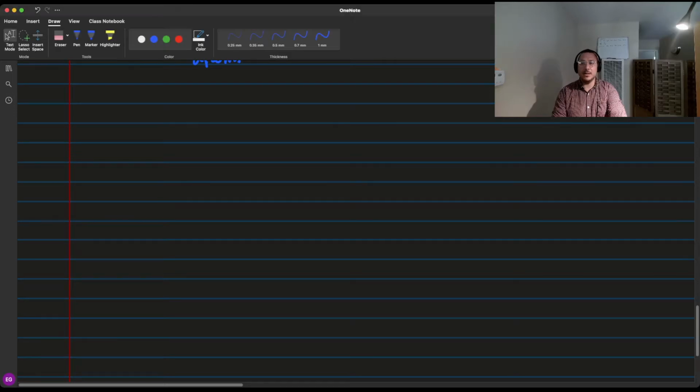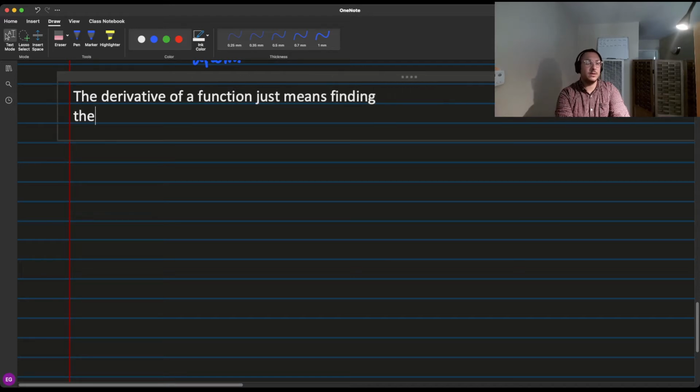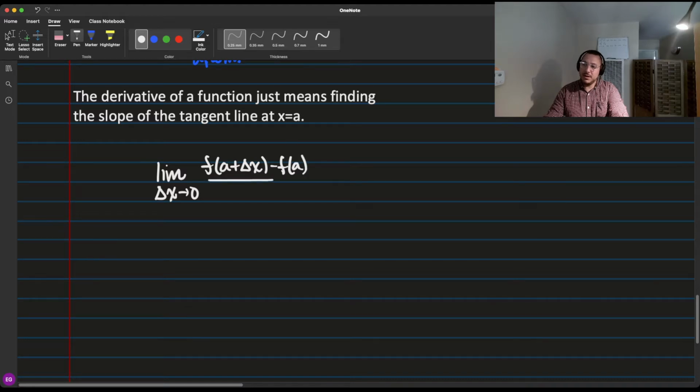Okay, so now we can start talking about what we call the derivative. The derivative of a function just means finding the slope of the tangent line at x equals a. So how do you find the slope of the tangent line at x equals a? Well, you take the limit as delta x approaches 0 of f of a plus delta x minus f of a all over delta x.